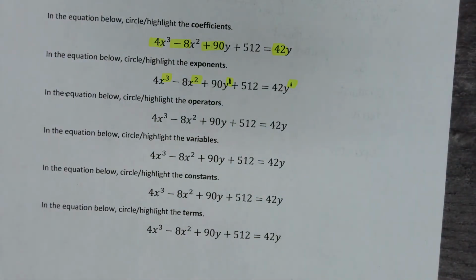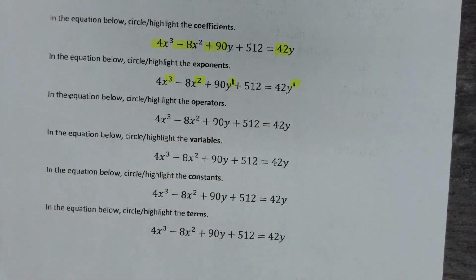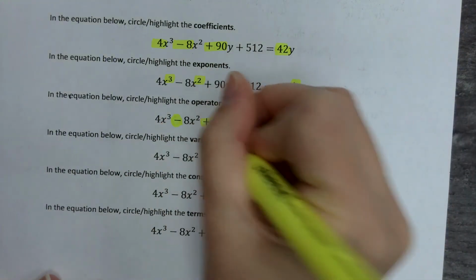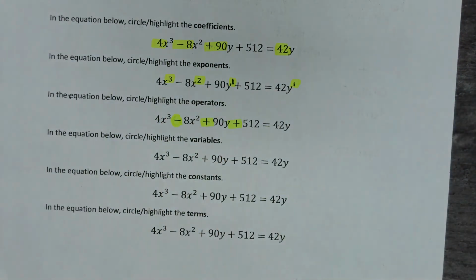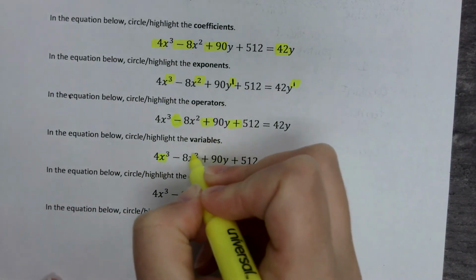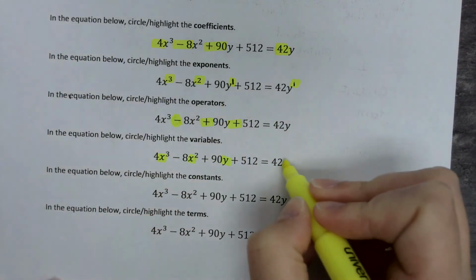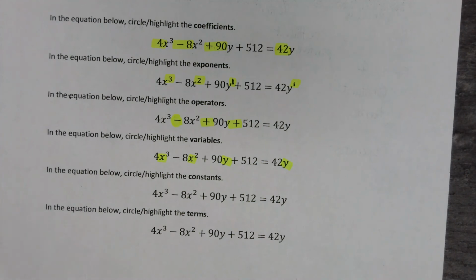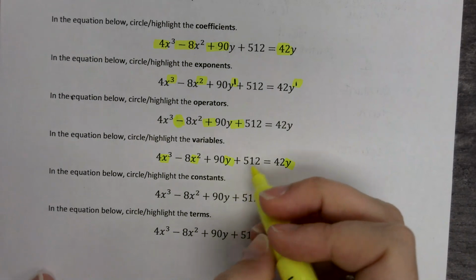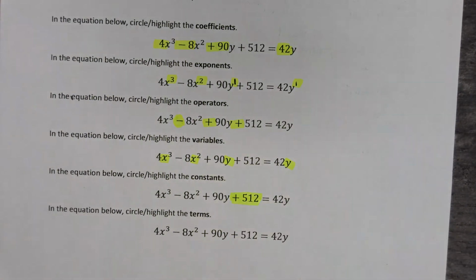All right. Take a look at operators. Operators, remember, those are like plus and minus, multiplication, division. So here is one operator. Here is a second operator. And our third operator. Looking at our variables. So we have one variable here. We have a variable here. Remember, all those are letters that are involved. All right, we have our constant terms. Remember, our constants are the ones without any variables at all. So that is our plus 512. We only got one of those.